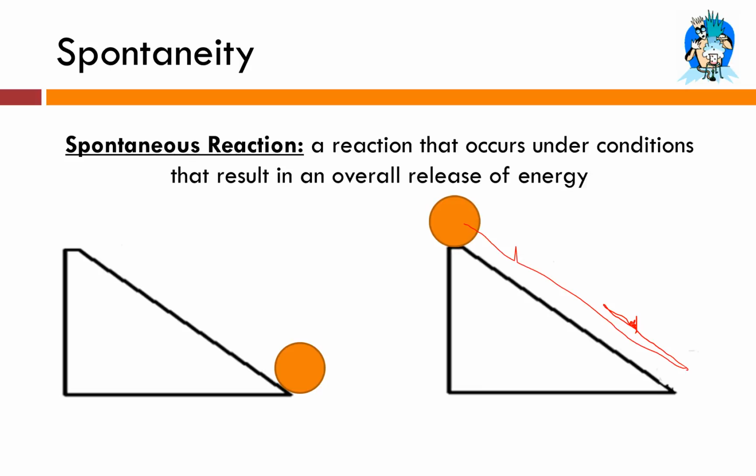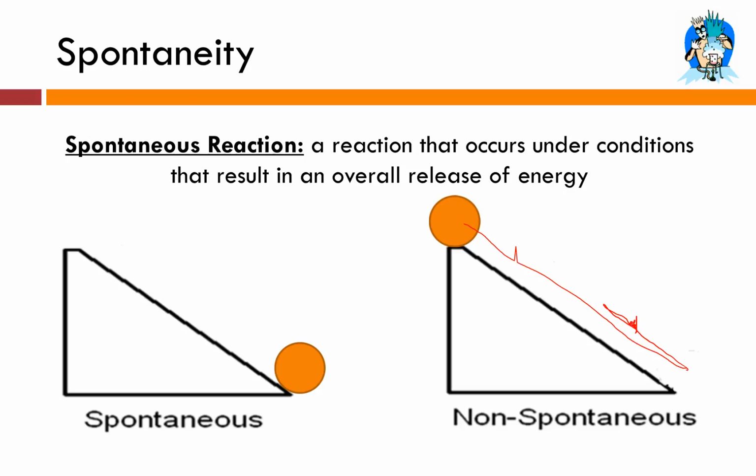In order for a reaction to be spontaneous, it has to occur under conditions that result in an overall release of energy. The example of pushing the ball and getting it to roll down the ramp is a spontaneous reaction. The example where you have to try to get the ball to the top of the ramp is non-spontaneous. Pushing the ball down the ramp, activation energy is provided, the rest of the reaction occurs, overall release of energy. And a non-spontaneous reaction, I have to continuously provide energy or the reaction stops.